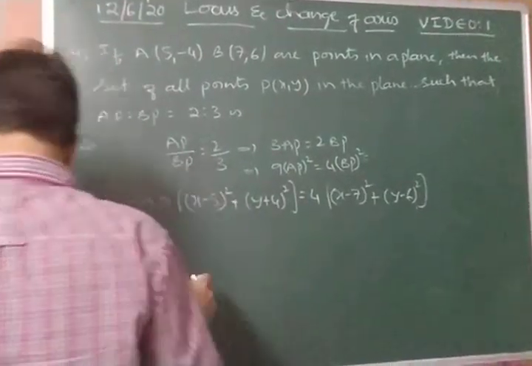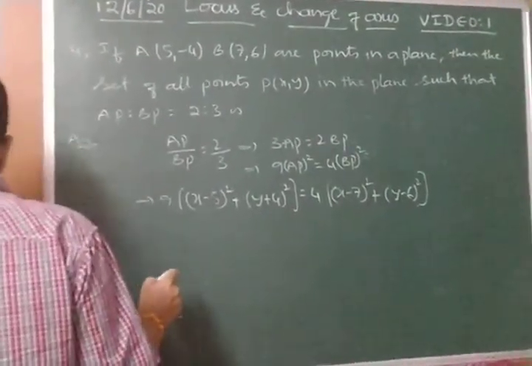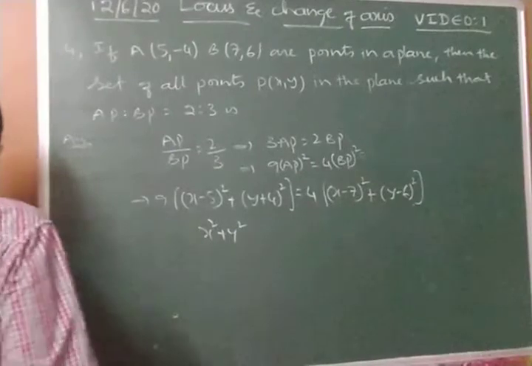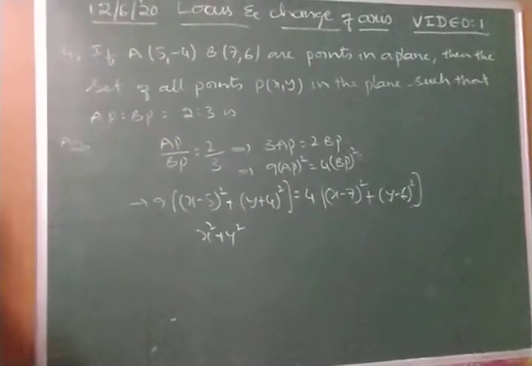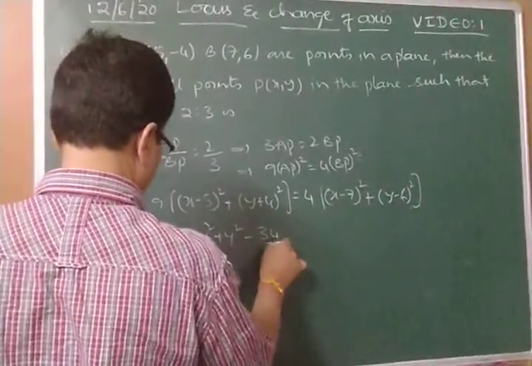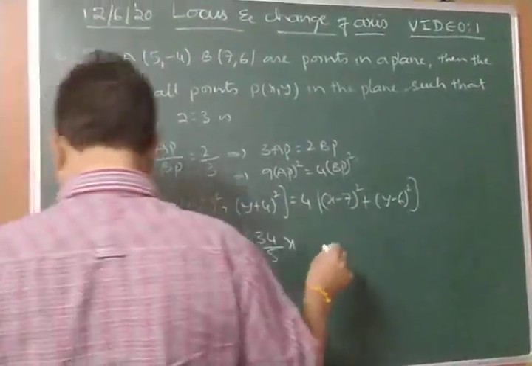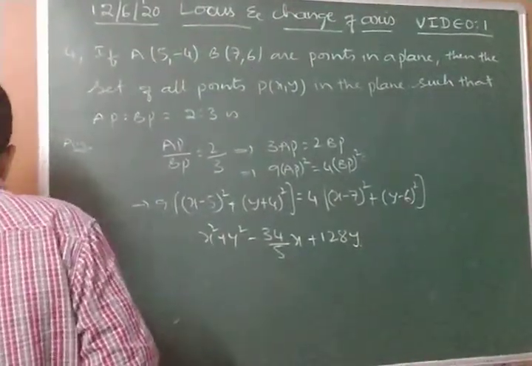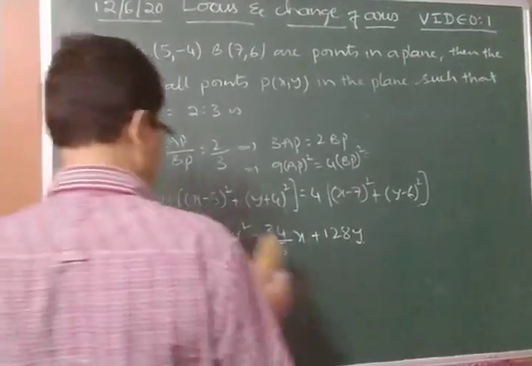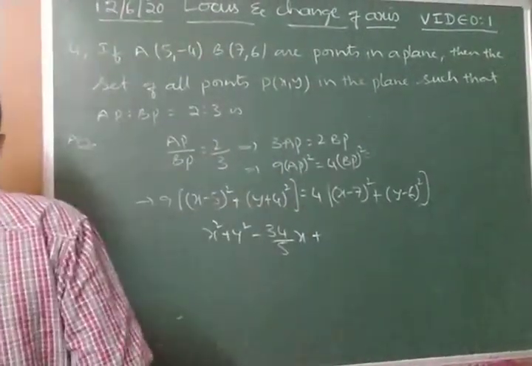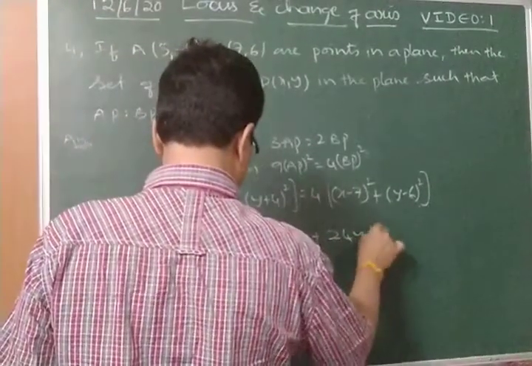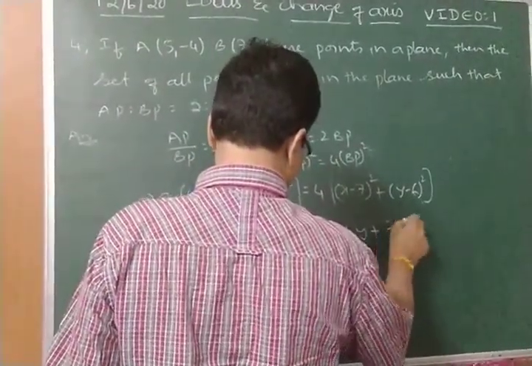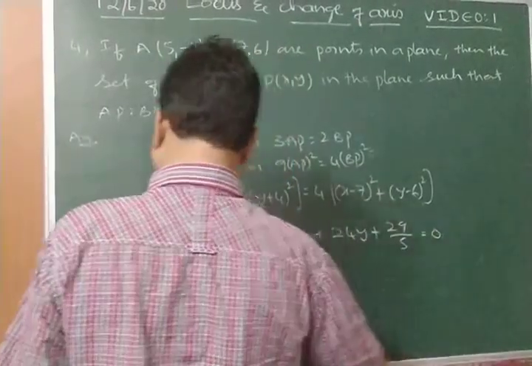Now simplifying, we get the locus is x square plus y square minus 34 by 5 into x plus 128y plus 29 by 5 is equal to 0.